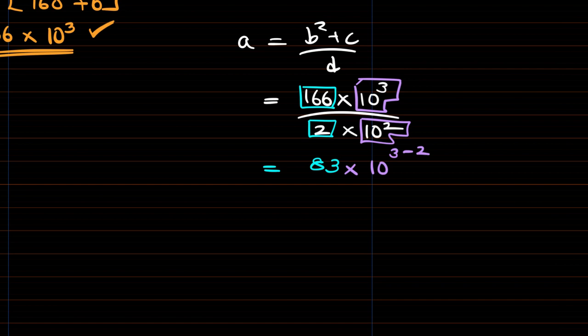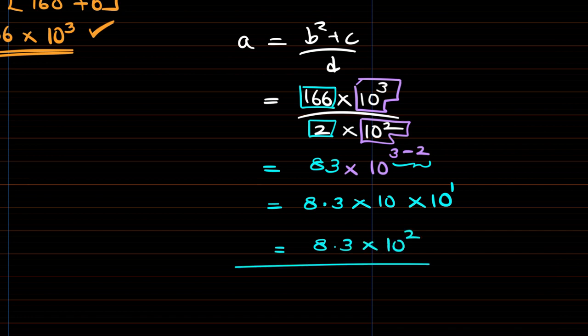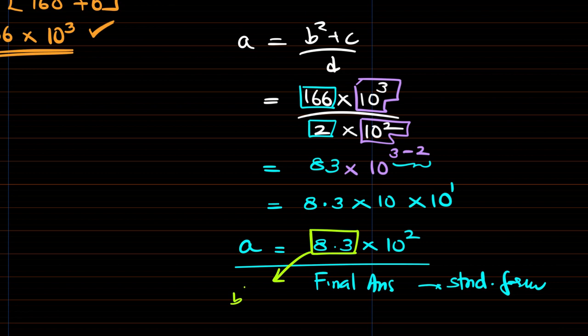So therefore, I'll write this thing as 8.3 into 10 raised to power of 1. 3 minus 2 is 1. So therefore, this is 8.3 into 10 raised to power of 2. This is the final answer. And yes, the answer is in the standard form. In standard form, it is necessary that this value should lie between 1 and 10. Yes, 1 is inclusive, whereas 10 is exclusive. So that's how the first part is done.